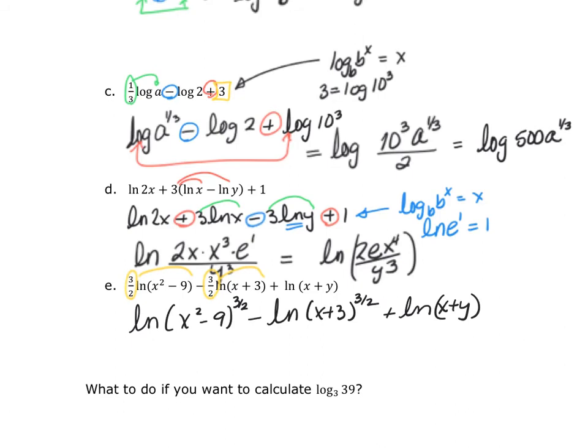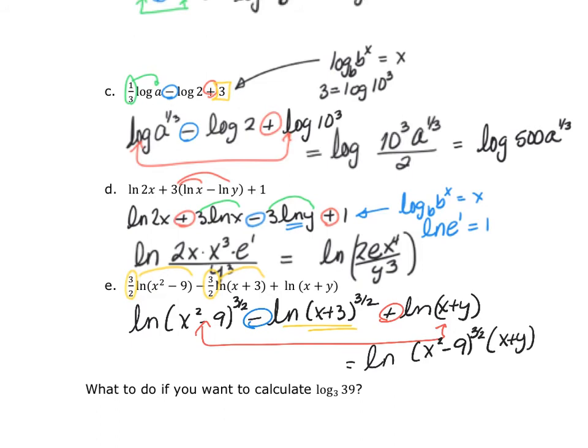Now, when I see addition, I know that's going to go in the numerator, and when I see subtraction, that's going to go in the denominator. So these two will get multiplied, and then it will be divided by this. This is going to be equal to the natural log of x squared minus 9 raised to the 3 over 2 multiplied by x plus y, all over x plus 3 raised to the 3 over 2.